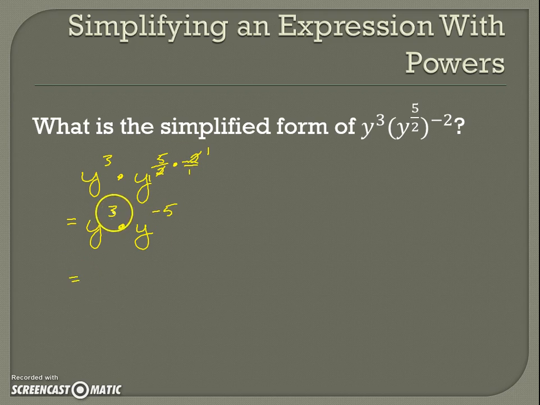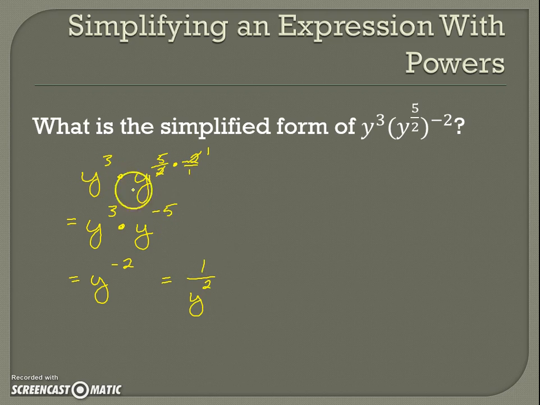So I get 3 plus negative 5 because it's same bases. So I get y to the negative 2. And you cannot leave your answers as a negative exponent. So that means that y goes to the basement. All right, so 1 over y squared.